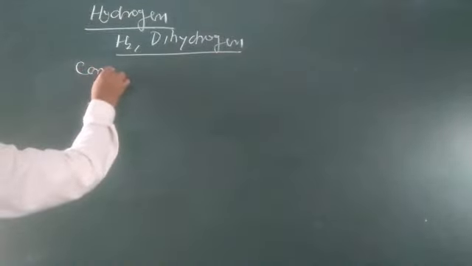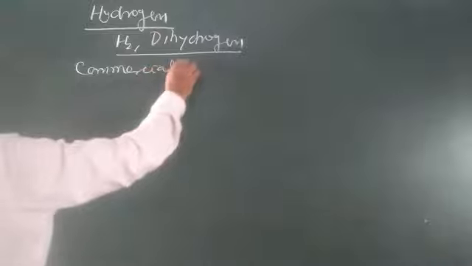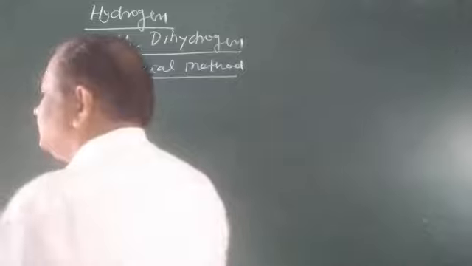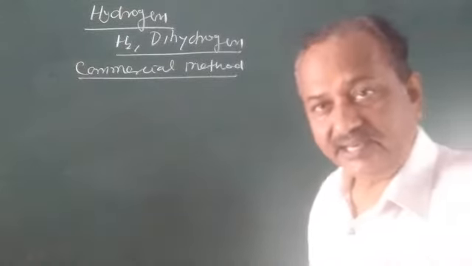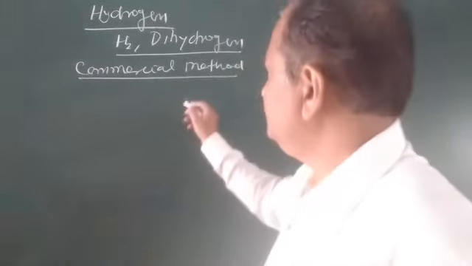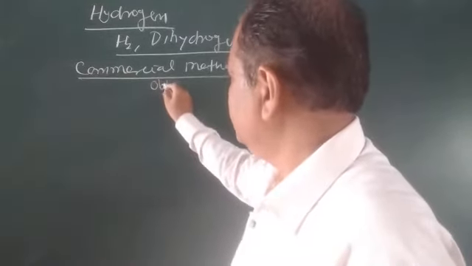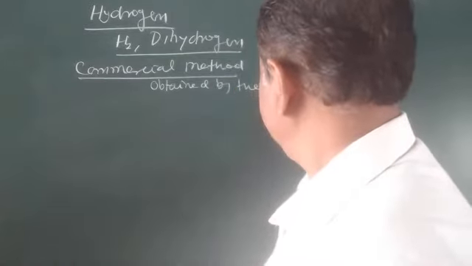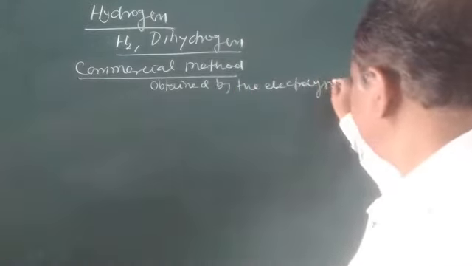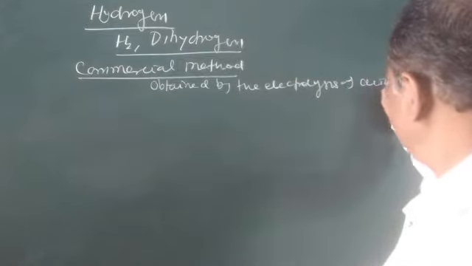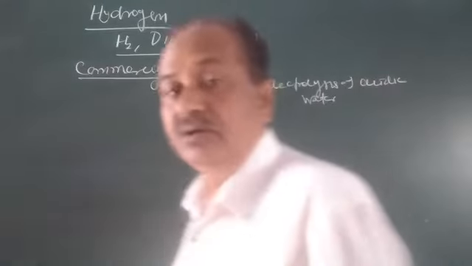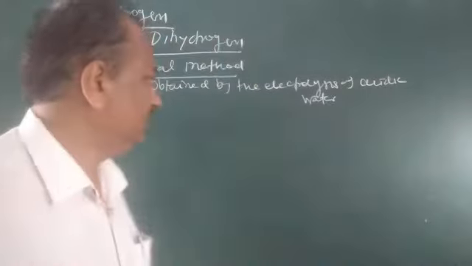Now we'll see the commercial method. So commercial method means on large scale. So on large scale, hydrogen is required in many areas, many fields. So on large scale, it is obtained by the electrolysis of acidic water. Acidic water or water which is acidified.